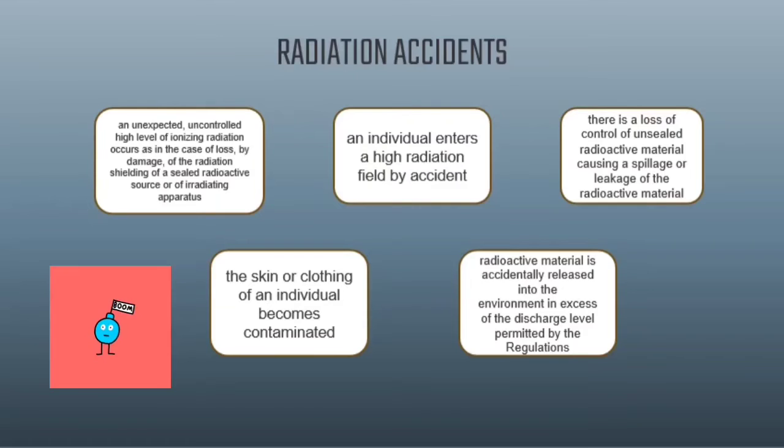Radiation accident. A radiation accident shall be considered to have occurred if an unexpected, uncontrolled high level of ionizing radiation occurs, as in the case of loss or damage of the radiation shielding of a sealed radioactive source or of irradiation apparatus. Next is an individual entering a high radiation field by accident. Next is a loss of control of unsafe radioactive material causing a spillage or leakage of the radioactive material. Next is the skin or clothing of an individual becoming contaminated. The last one is radioactive material accidentally released into the environment in excess of the discharge level permitted by the regulation.